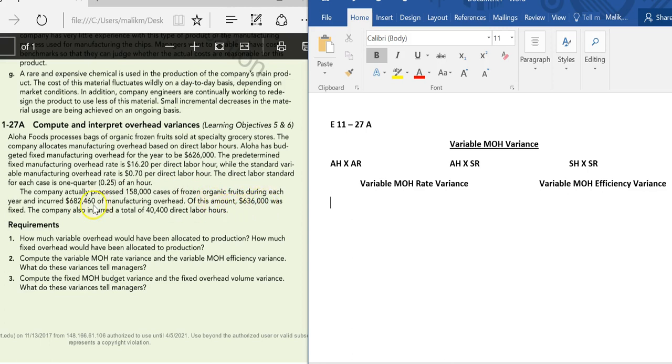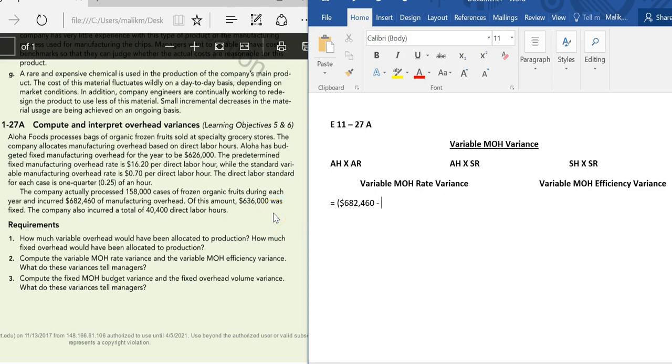That means if you take out 636 from this total overhead part, then you will figure out your actual variable manufacturing overhead. So for this actual part, the rates and actual hours are not given, but the information is given in a little bit of a different way. That means we need to figure out what is actually the total cost here. So the total overhead cost is given here, it is 682,460. This is the total overhead.